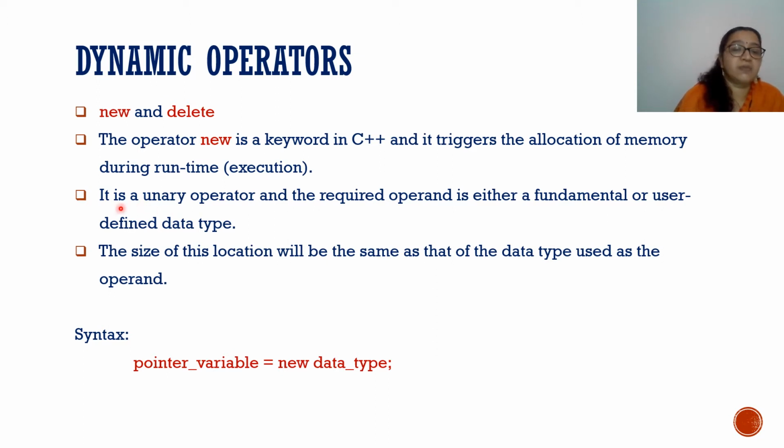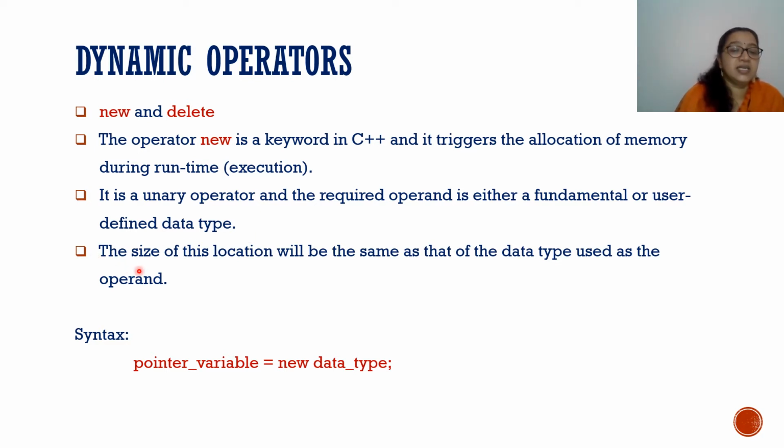Then the next point is it's a unary operator. Unary operator means one operator and one operand. So this is a unary operator. And the required operand is either a fundamental or user defined data type. So here, through the new operator, we can use one more operand. That operand is a fundamental data type or a user defined data type.